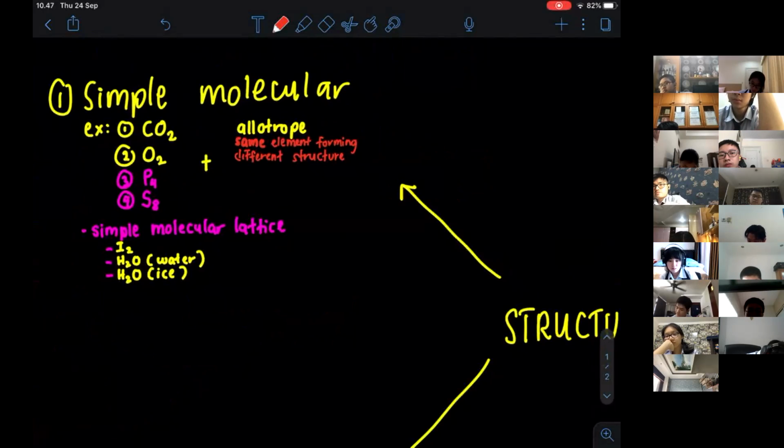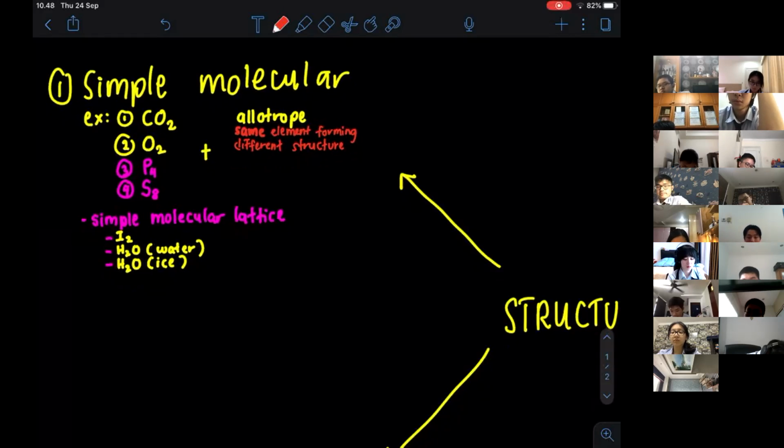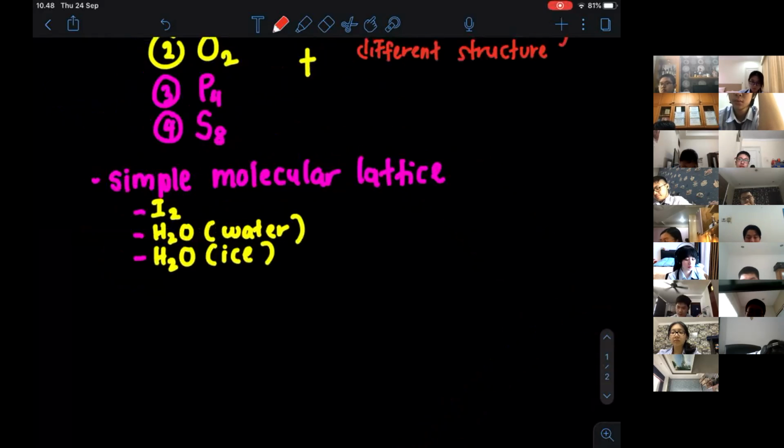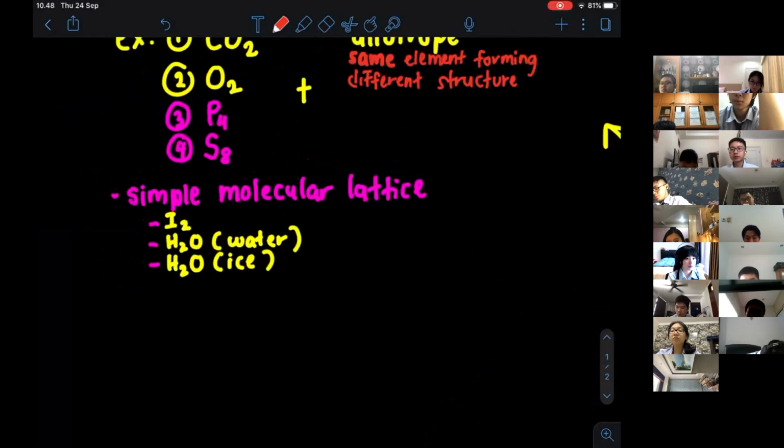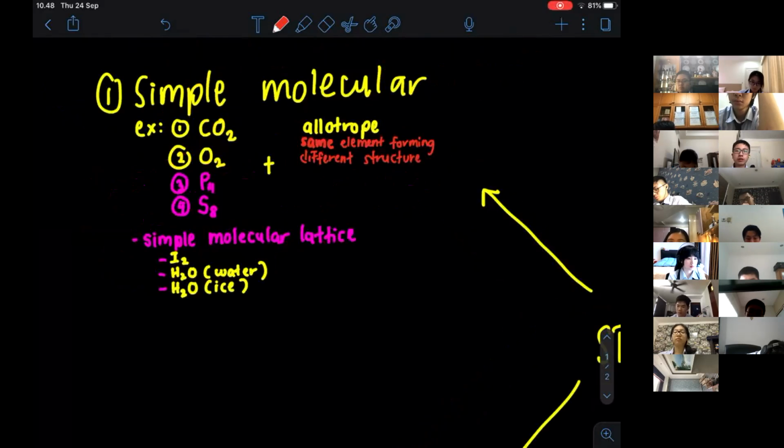But this is going to be a guide. This example will serve as a guide for us to come to a conclusion. What might be the shape? For example, if it is a simple molecular lattice, they already mentioned these are the lattices, right? But if I have nitrogen gas, nitrogen gas doesn't come under simple molecular lattice. So N2, most likely they will have simple molecular form. So that is how you actually find out.